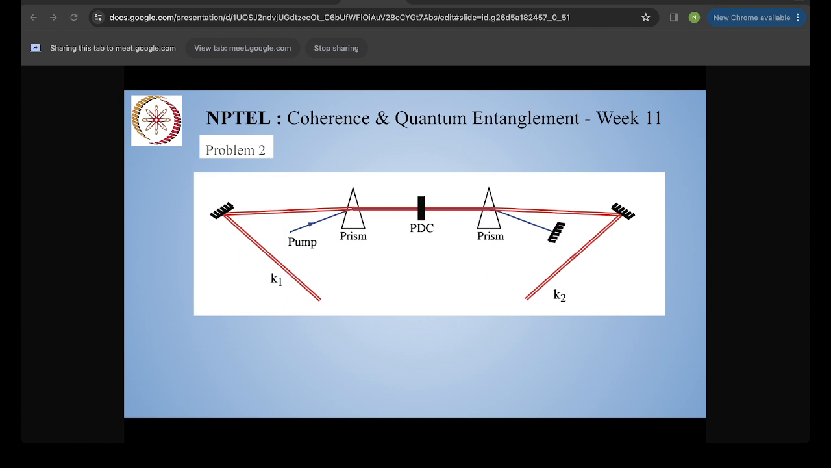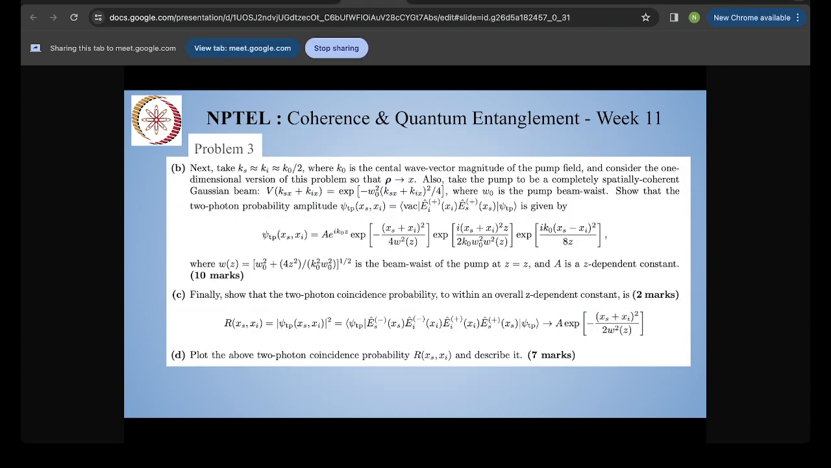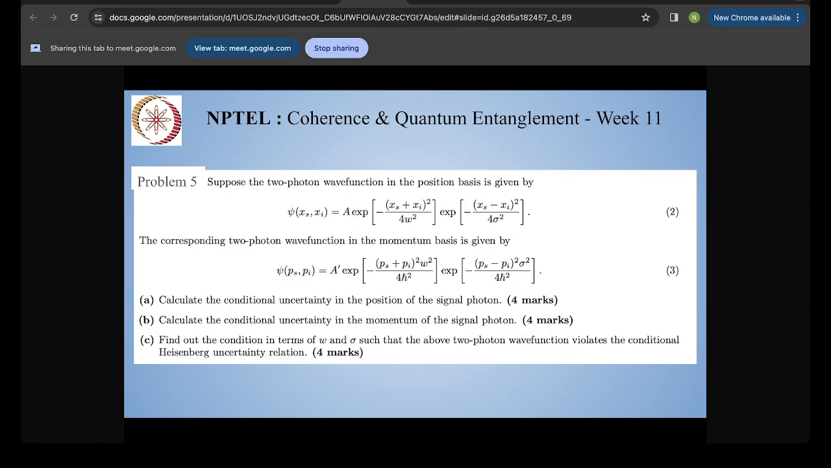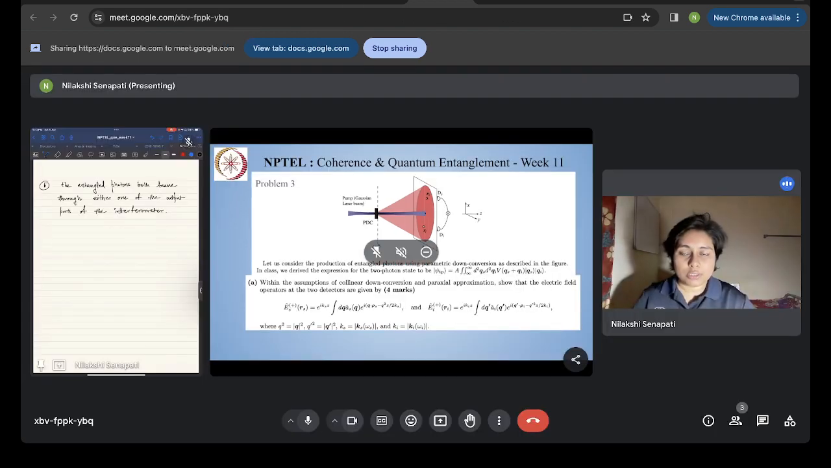Now we will solve another question, problem 3, which is even more intense. So we have 5 parts of this, and then there are some more problems, problem 4, problem 5. We'll try to solve this today. Let's see what happens.